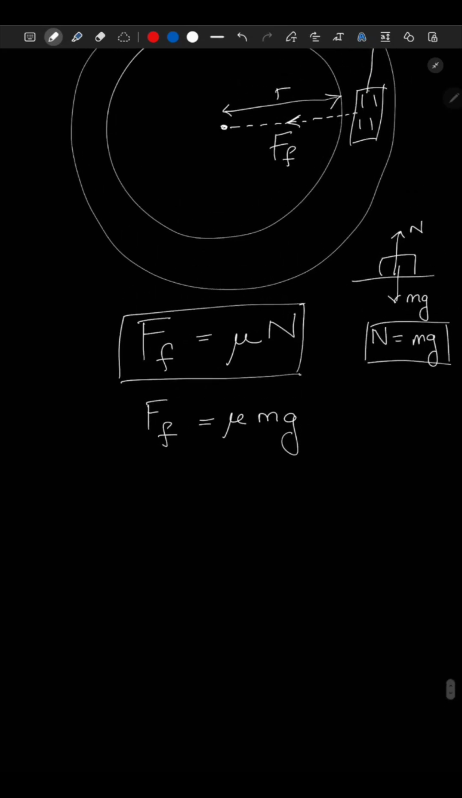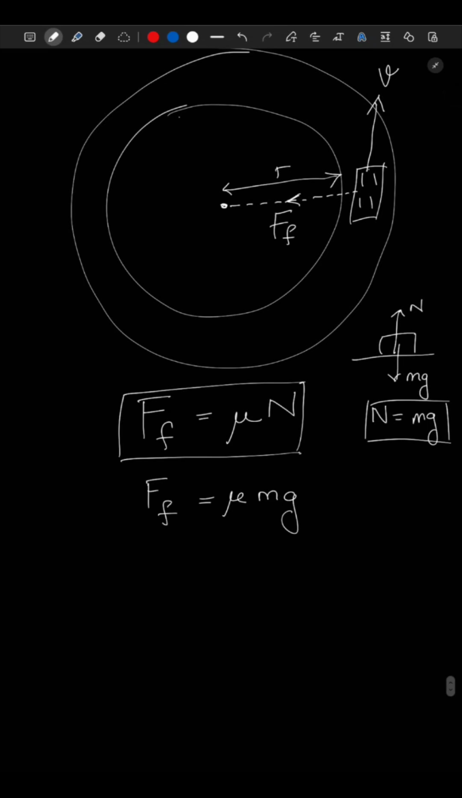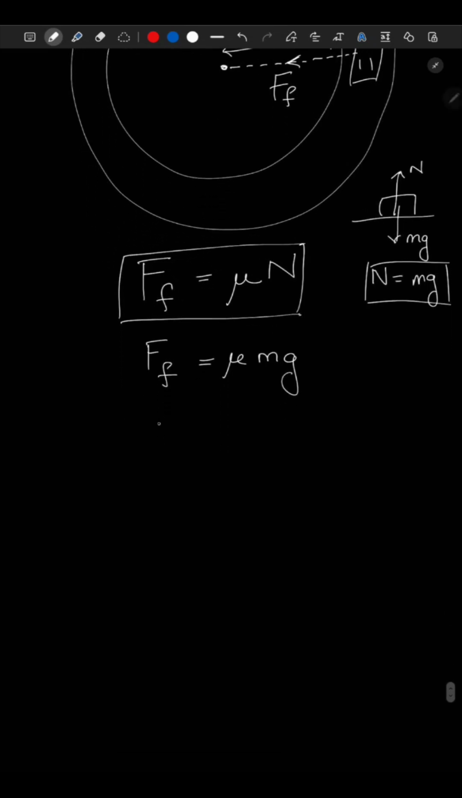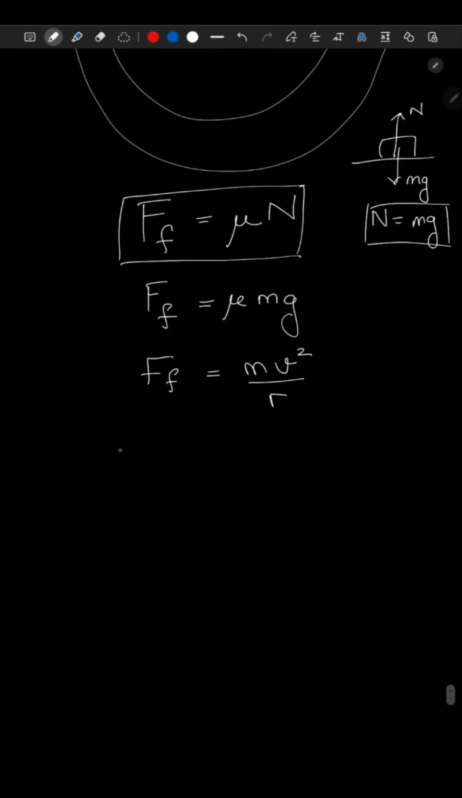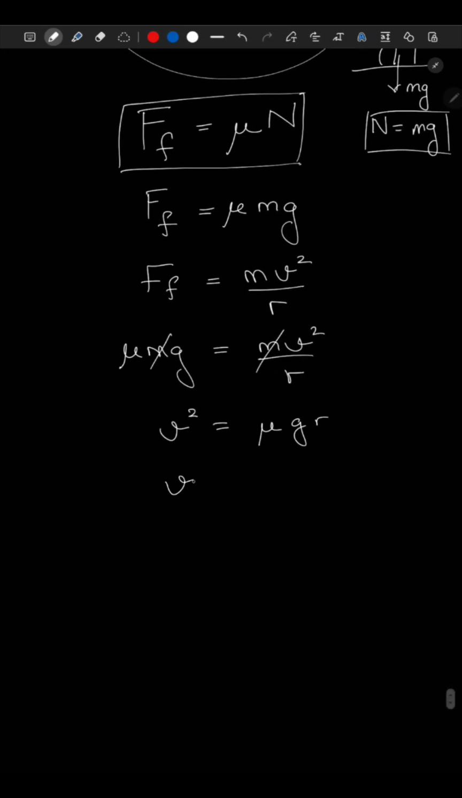Okay, so this is friction, and the frictional force is providing the centripetal force. Therefore, the centripetal force we can just write as mv squared over r, where r is the radius of the circle here. And Ff is just mu times mg, which equals mv squared over r, and the masses cancel out each other. So we can calculate the velocity: v squared equals mu g r, and the velocity is just the square root of mu g r.